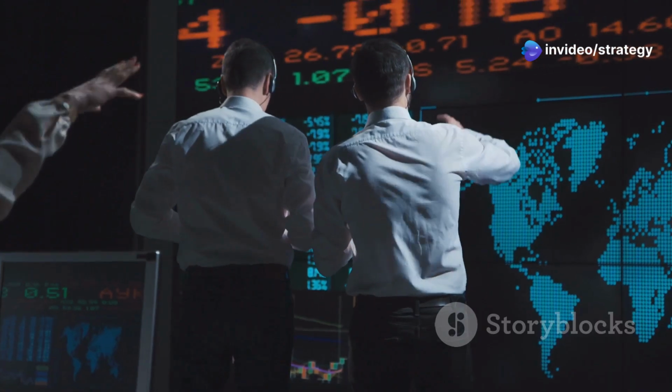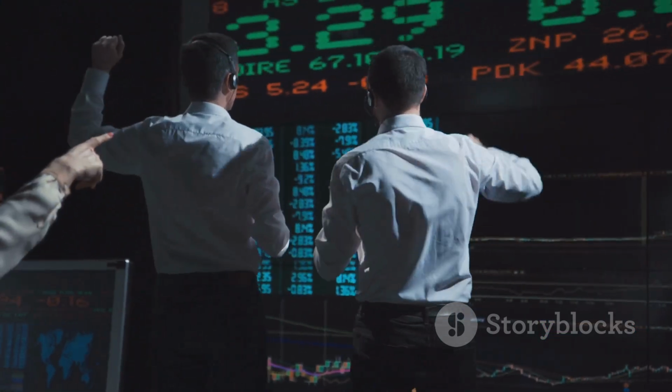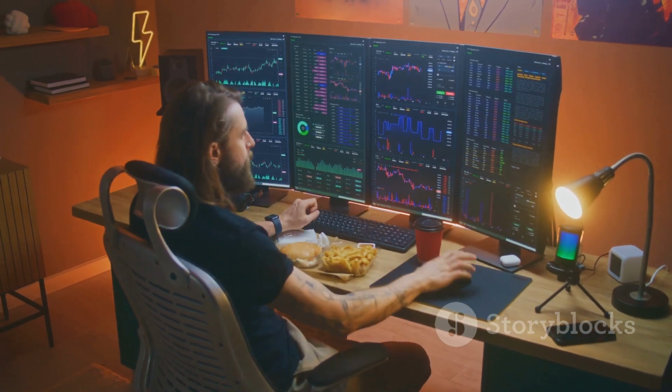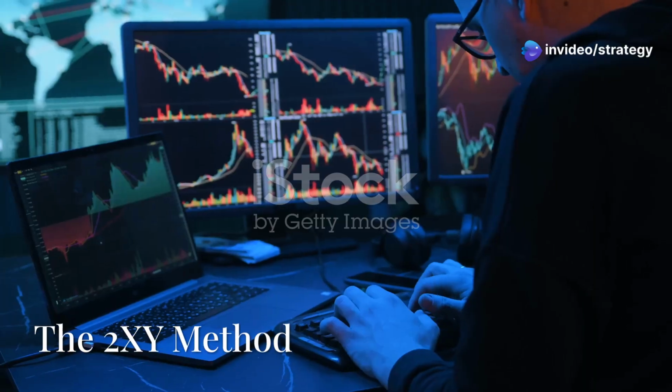This strategy might seem a little more complex, but trust me, once you get the hang of it, it can be just as powerful. Remember, practice makes perfect, so keep an eye out for those X2Y patterns and start mastering this technique.